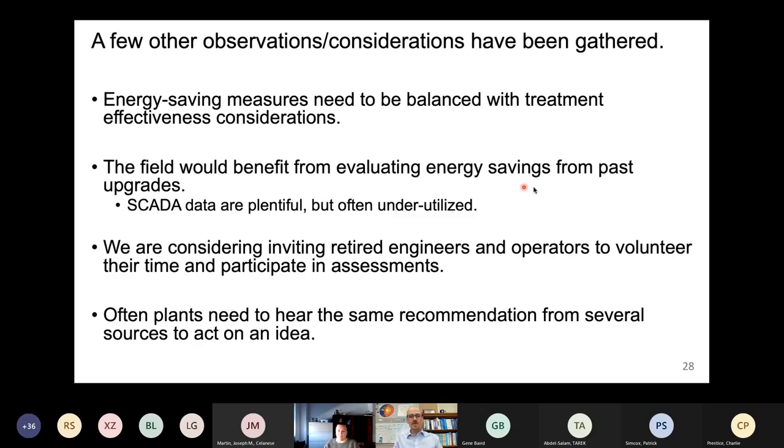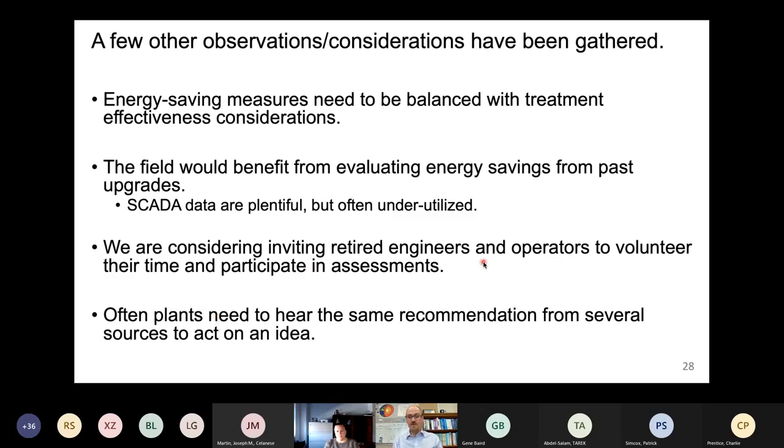The field would benefit from evaluating energy savings from past upgrades. Oftentimes we have SCADA data, the supervisory control and data acquisition data, but we don't often use it. So when we make changes to our process, is someone really going in and evaluating the before and after, and seeing how the plant set points changed? Getting in touch with the electricity provider and seeing if your demand numbers really had a shift when you made that process change. That's another thing we're interested in helping people do: analyze that data.